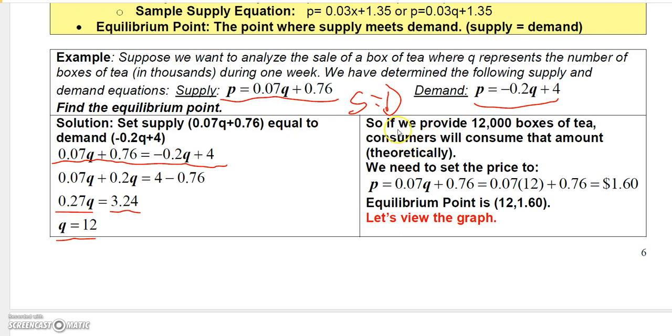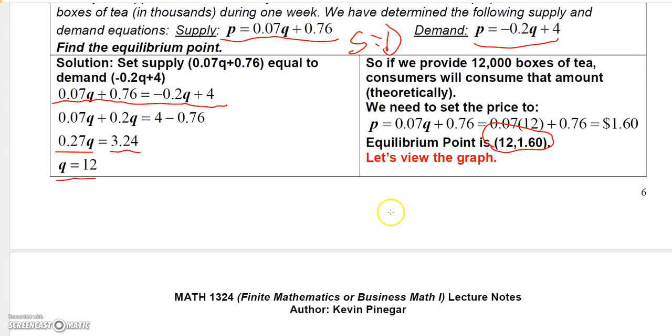So basically, if we supply 12,000 boxes of tea, then the consumer will theoretically consume that amount of boxes of tea. Now, we need to set the price, though, for that particular number. To get the price, we grab either one of these functions, it will work, and we plug in 12 for q. So if you plug 12 in here, you get 0.07 times 12 plus 0.76, and that equals 1.6, which represents $1.60. So the equilibrium point would be, the quantity would be 12, and the price would be $1.60.